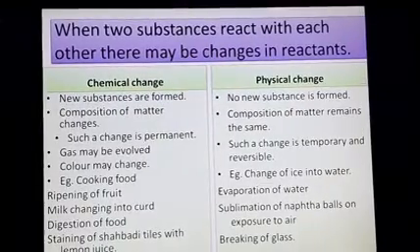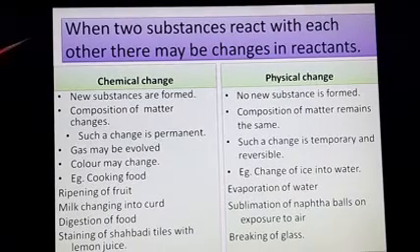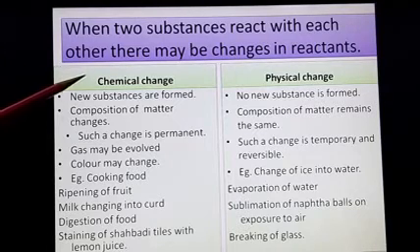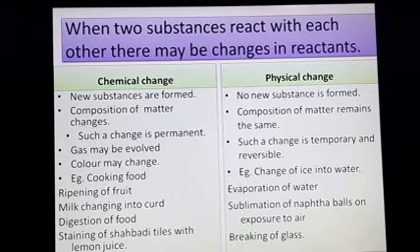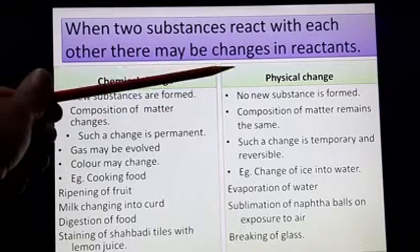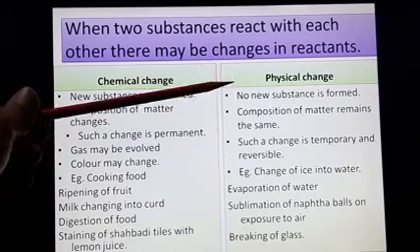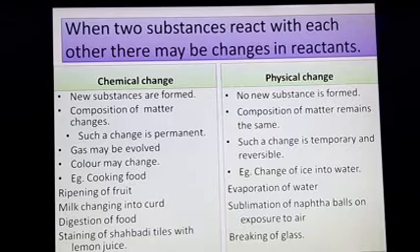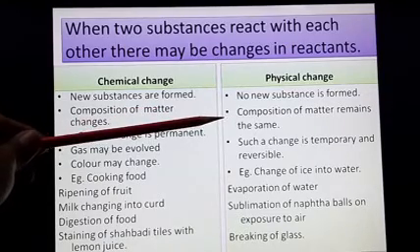Now when two substances react with each other, they may bring about changes in each other. These kinds of changes can be classified as either chemical change or physical change. We have done this also in a previous class. A physical change is one where no new substance is formed. For example, when ice melts into water, no new substance is formed. The molecules present in ice and the molecules present in water are the same. The composition of the matter remains the same.